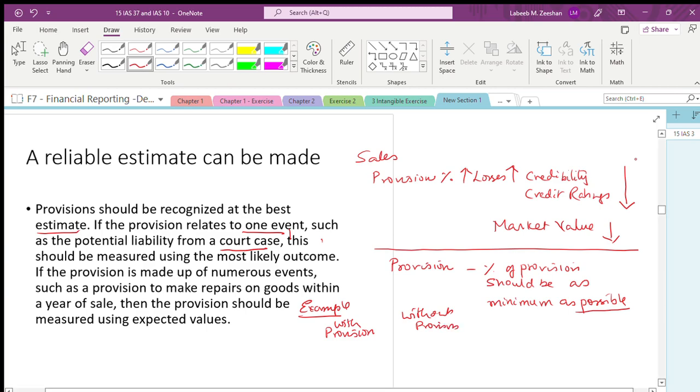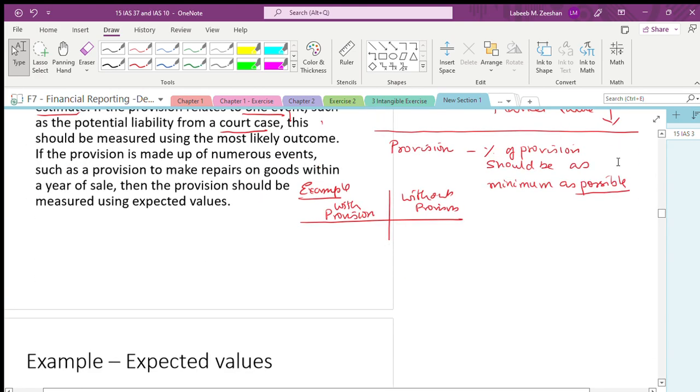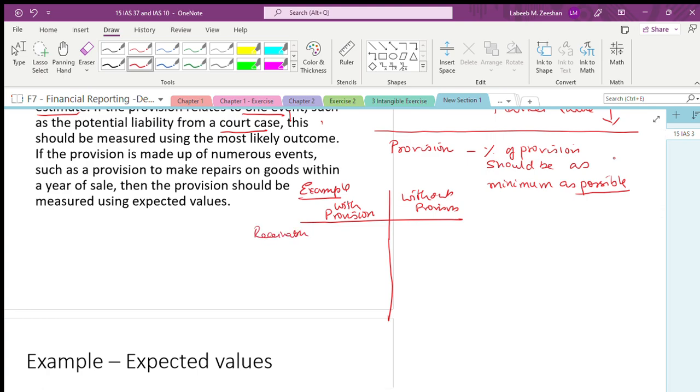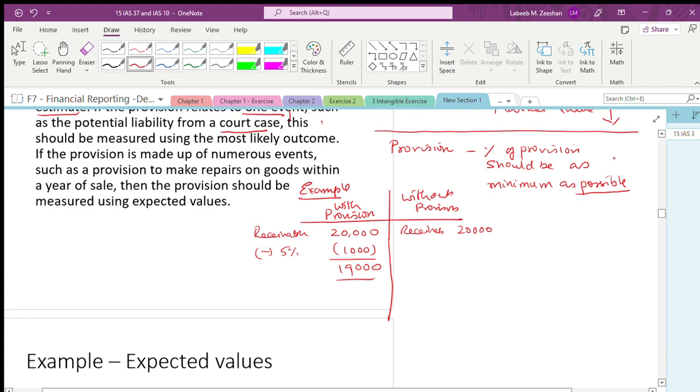Is it? With provision and without provision as such. In that case, what will happen? How will things work? With provision, assume you have receivables of 20,000. You are saying that provision is 5%. If you are taking 5% provision, 1,000. Now, without provision, receivables is 20,000. No provision. What will happen?